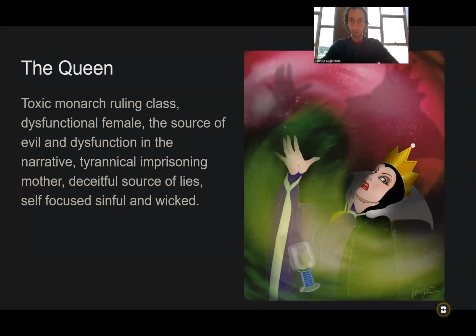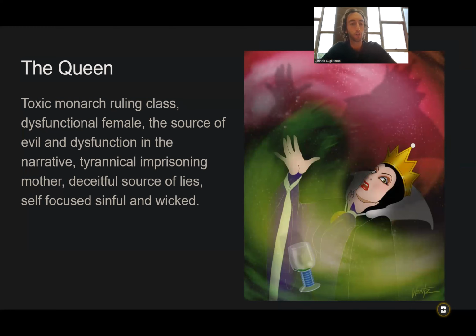The next one, of course, the queen, right? The evil queen, a toxic monarch, ruler of the ruling class, dysfunctional female, the source of evil and dysfunction in the narrative, tyrannically imprisoning mother, deceitful source of lies, the self-focused, sinful, and wicked character. Okay, a self-focused and sinfully wicked character. Okay. Well, once again, can we hear the voices of all those different perspectives in this description? Yeah. The toxic monarch of the ruling class. That sounds like a Marxist lens, 100%.